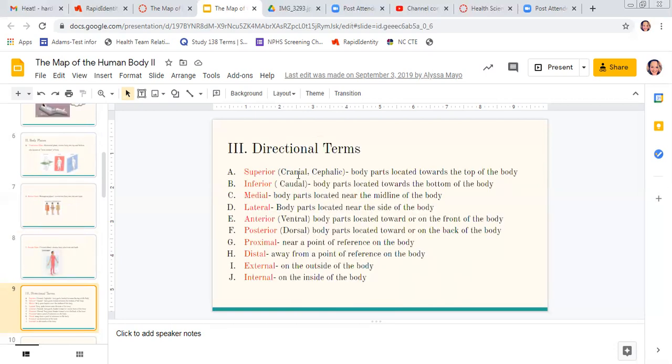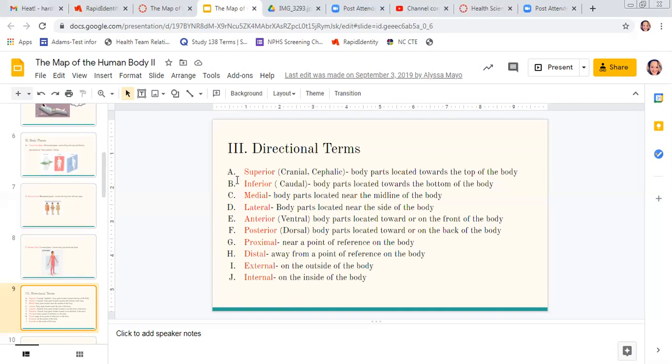Then you have some directional terms here listed on slide 9, okay? So your directional terms are as follows. You have superior and inferior. One thing I want you guys to notice before we dive into these too much is that typically these two are opposites of one another. So superior and inferior are opposites of one another. Medial and lateral are opposites. Anterior, posterior, proximal, distal, external, and internal.